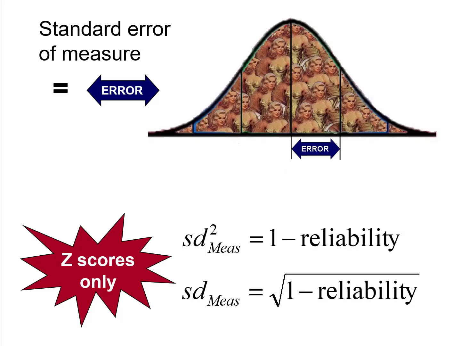So, I've been talking about distributions of measurement error. And in talking about measurement error, I've talked about the standard error of measure. That's the standard deviation of a distribution of measurement error. That tells us how far on average different assessments of the same person typically deviate from that person's true score. And we've been talking about reliability, and reliability is the percent of variance that is true.